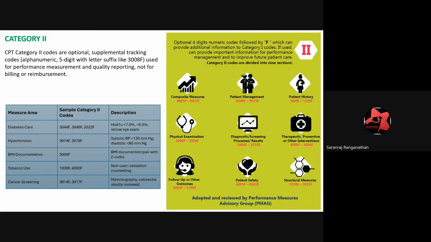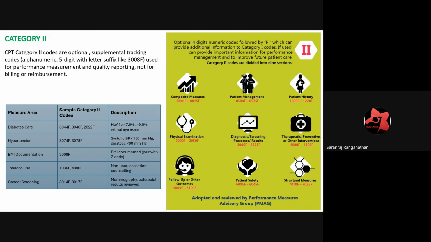I will provide you a small example. In this Category 2 we have 9 different sections. These codes are going to support the Category 1 codes. We can call them add-on codes, though not exactly add-on codes, a kind of supporting code. Why? Because if I only use Category 2 codes, there is no value and no payment for this. When I use Category 2 codes, I definitely need a Category 1 code.